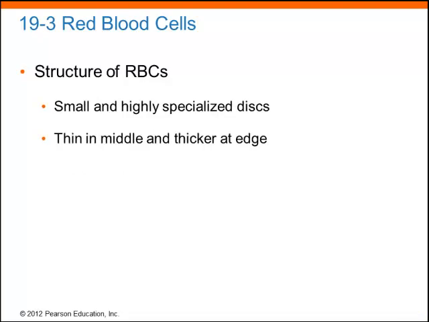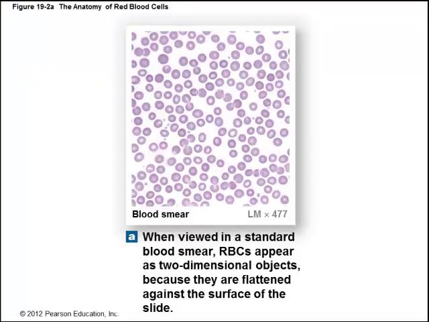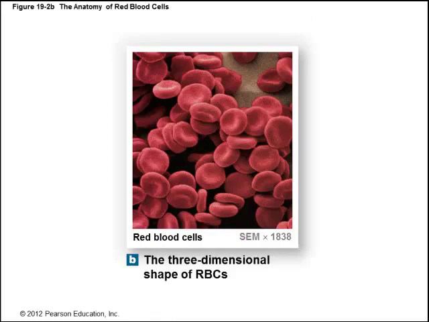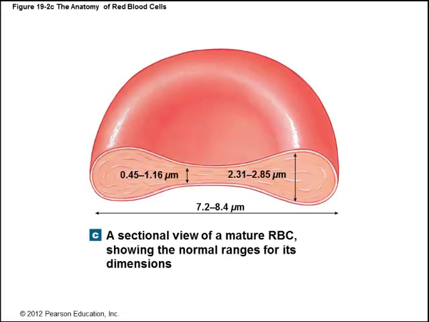So we'll move on and talk about the structure of red blood cells. Red blood cells, you probably already know, are little flattened discs, thin in the middle and thicker at the edge. When you look at them in a surface view from a blood smear, they look pale in the middle because they are thicker around the edge. When you look at them in a three-dimensional view, that thin spot in the middle is a little easier to see. And when you look at them in a sectional view, it's even more evident. So you've got basically a thickened ring around the outside and a flexible thin spot in the middle.